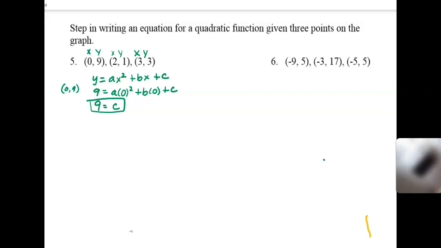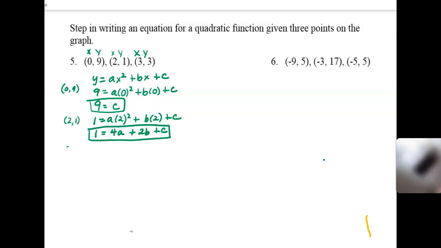Okay, now we're going to do the next point, which is 2, 1. And so again, the same way, we're going to put a 2 for the x and a 1 for the y. So 1 equals a times 2 squared plus b times 2 plus c. I'm going to simplify. 1 equals, and that would be 4a. I'm just going to flip those around if that's okay. Plus 2b plus c. Again, I'm going to box that one for you.